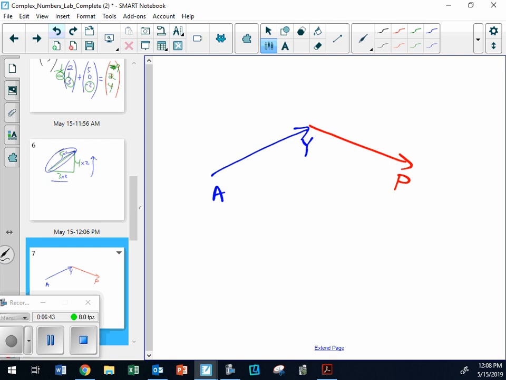Now just to clarify, technically you can't subtract vectors. I know you're like, what? We've been subtracting them all the time. You can add the opposite of the vector. If you take the opposite of the vector, what does that change, its direction or its magnitude?